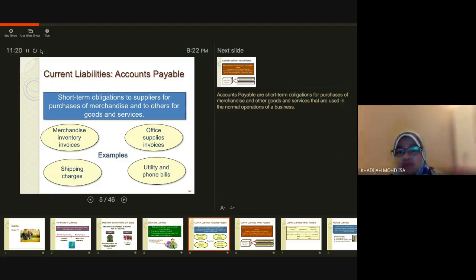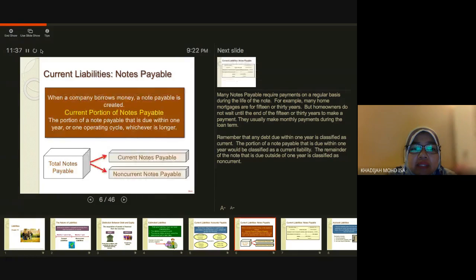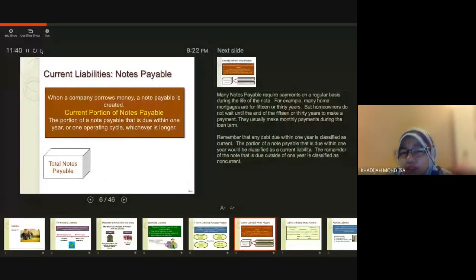So when you have this transaction, you're going to debit, for example, whatever it is, it could be an asset, and then credit accounts payable. So debit your inventory, debit your office supply, credit your accounts payable. But another one is what I call notes payable. So what's the difference between accounts payable and notes payable?